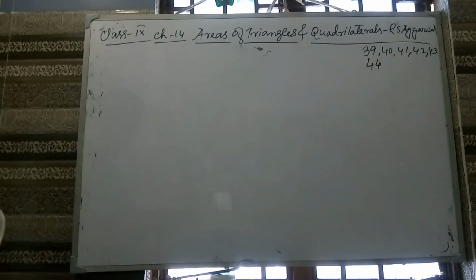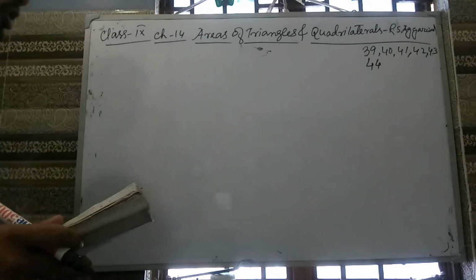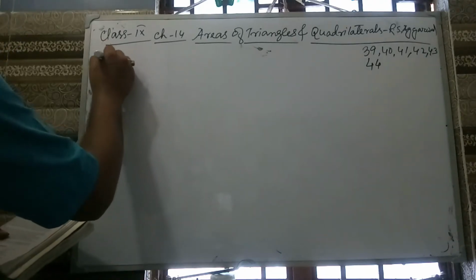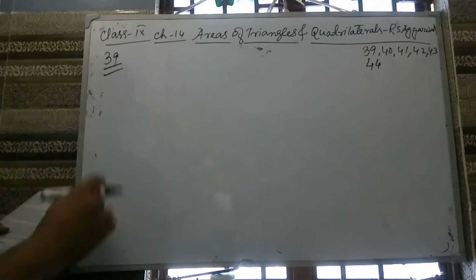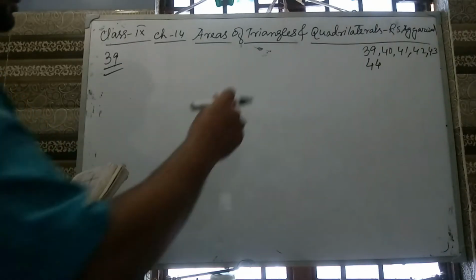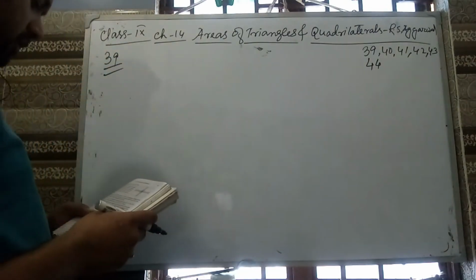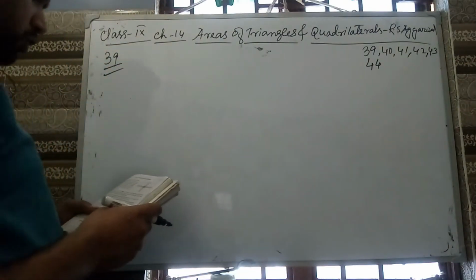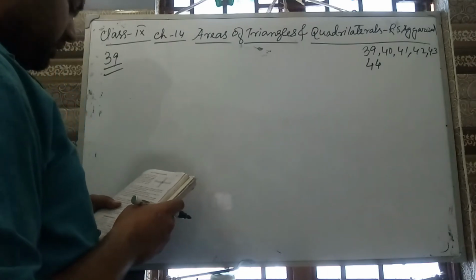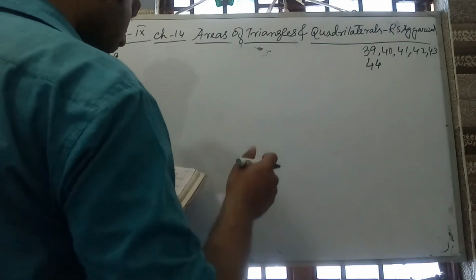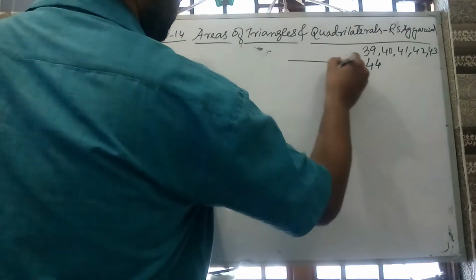Yes, good. Thank you. So this sum you have already done in class 8, so I hope you can easily solve it. But if you have forgotten, then I am doing it for you. What is given? The two parallel sides of a trapezium are given, 11 meter and 25 meter.